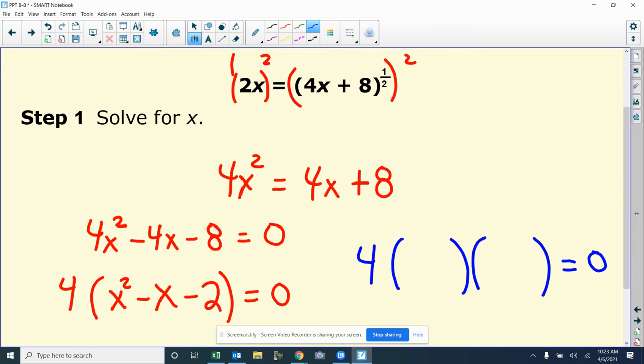Factors of 2 with the difference of 1 would be, of course, 2 and 1, so this is going to be x minus 2 and x plus 1. We still have to solve from there. So don't forget to finish this up. X is equal to a positive 2, and also negative 1. And my friends, really nothing new from yesterday at all, is there?